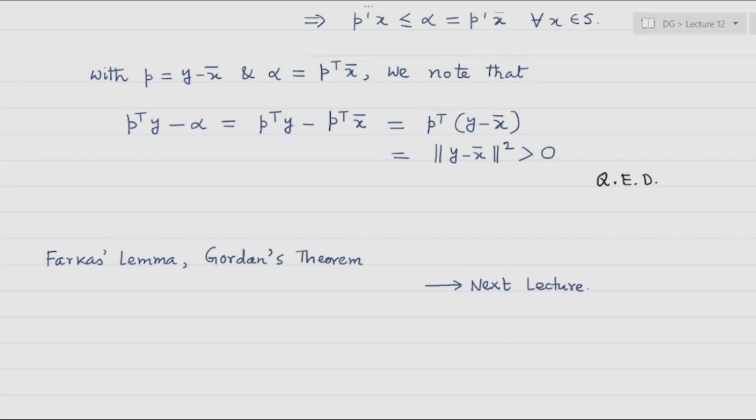Now I stop the lecture here. In the next lecture, with the help of this corollary and the separation result that we have gone through in this lecture, we will prove two particular theorems of alternatives, called Farkas lemma and Gordon's theorem. They are referred to as theorems of alternatives because they neatly inform that exactly one of the two linear systems has a solution. With this agenda for the next lecture, I stop here.